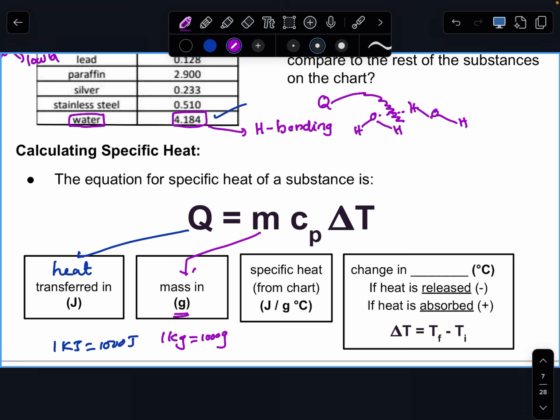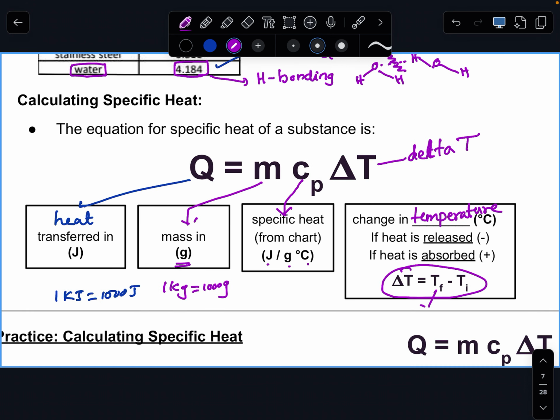or if it is in milligram, just use King Henry. And C or Cp is called specific heat, and the unit will be joule per gram degree Celsius. And delta T, we read this as delta T, means change in temperature. The equation we are using is Tf minus Ti. Tf is the final temperature of the system and Ti is the initial temperature of the system.